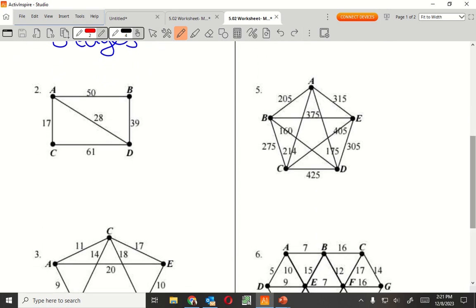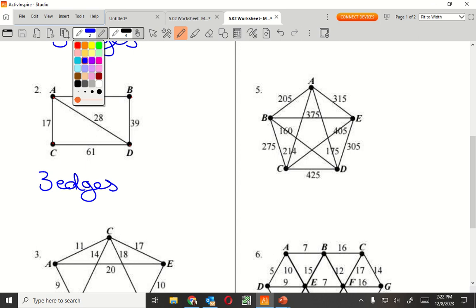Now, let's look at number 2. On number 2, start by counting the vertices. I got uno, dos, tres, cuatro. So, if I'm paying attention, which over here is not, how many edges am I allowed to use? 3 edges. So write that down. Three edges, and you people are going through and starting your Kruskal's algorithm.